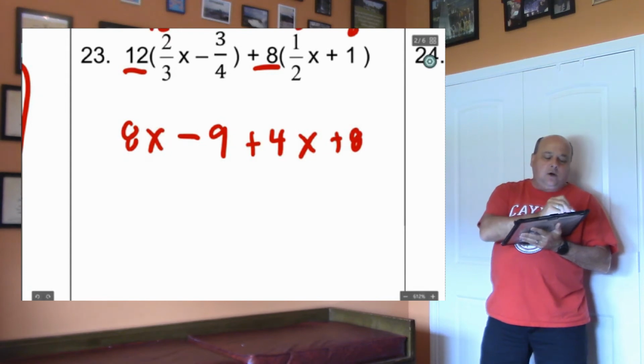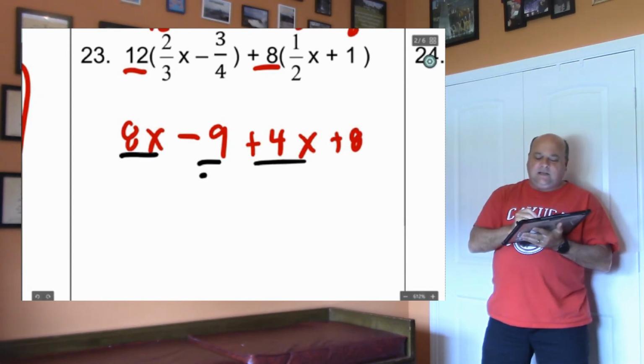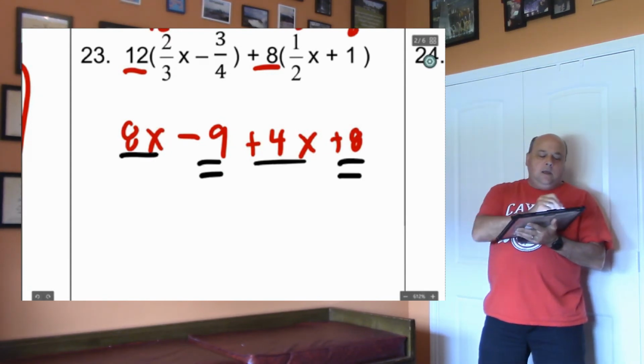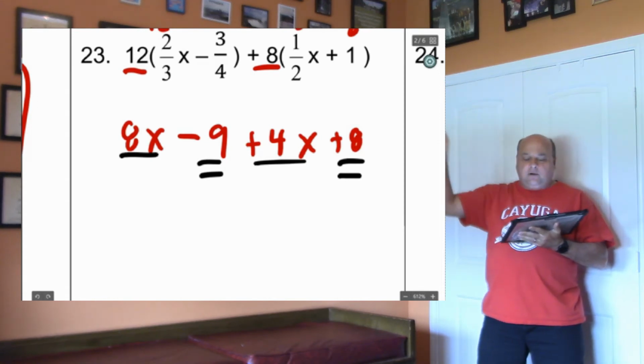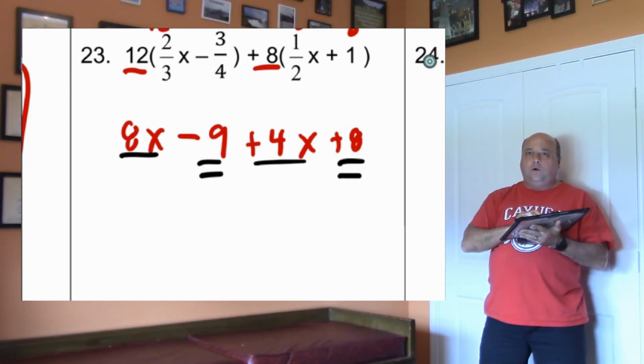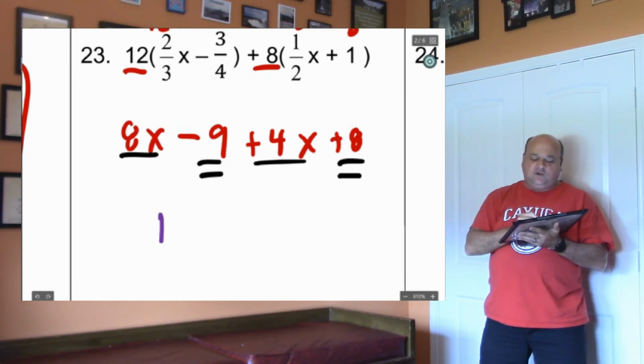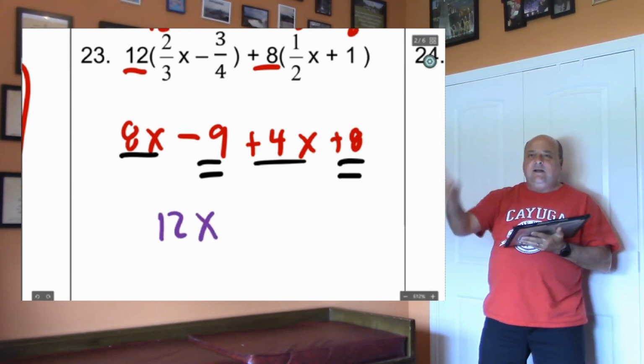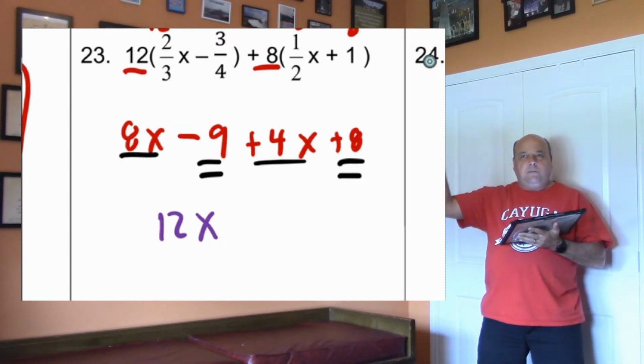Now that I have like terms, don't I? I'm going to group my X's up and my constants up. And then I'm going to do sign, number, letter again. I have more 8s than I do 4s. The sign's positive. 8 and 4, they're both positive. Add up to 12. My letter is X. Sign, number, letter. Repeat the process.